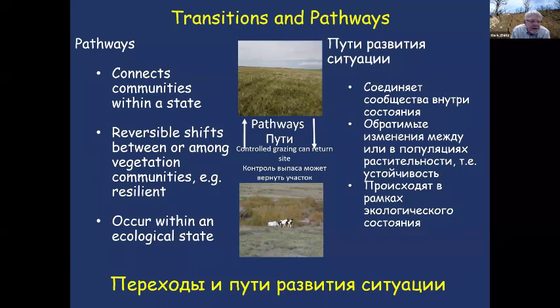Pathways. That's the connections between the communities and the state. You can have reversible shifts in pathways, as we saw in the provisional, between 1 and 2 and 3 and 1. You can even have some shifting between the pathways between 4 and 5.